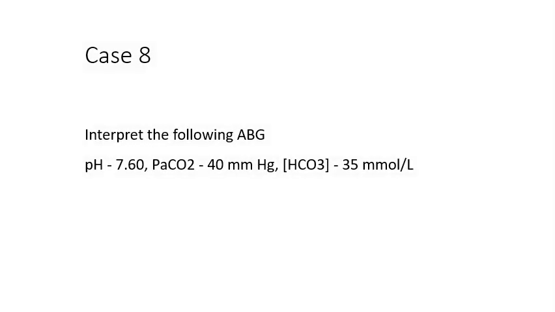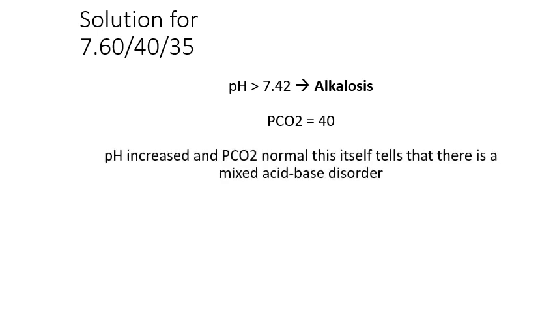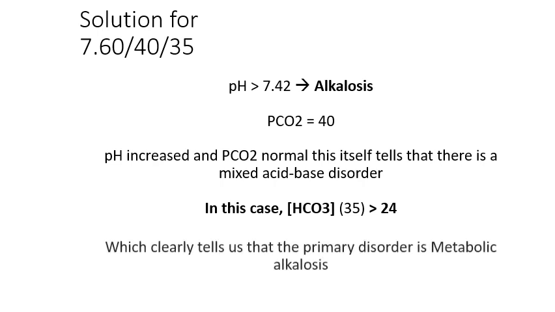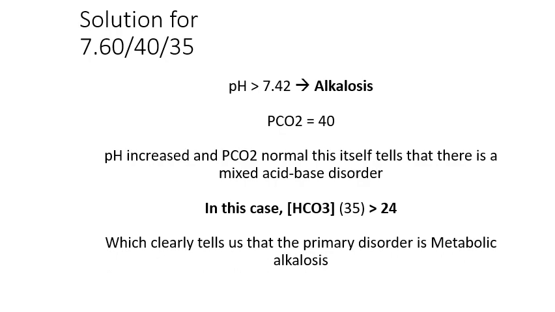Going to the next example, pH of 7.60, PCO2 of 40 and bicarb of 35. The pH is 7.60, which is more than 7.42, which tells us that there is alkalosis. PCO2, however, is normal in this case, so we will have to look at another value, that is bicarb. The bicarb is 35, which is much more than the normal value of bicarb, that is 24. So remind me of a condition in which we retain more bicarb, or we have more bicarb as compared to normal. That's correct, it is metabolic alkalosis. So the primary disorder in this case becomes metabolic alkalosis.